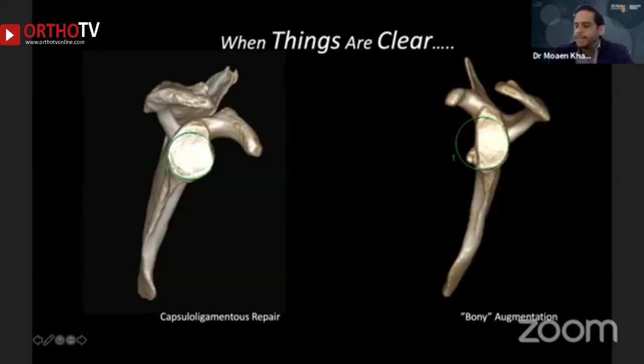Sometimes things are very clear when we're managing shoulder instability. For the image on the left, I think most surgeons would proceed with a capsule ligamentous repair or Bankart repair. And for the image on the right, I think most surgeons would proceed with some sort of bony augmentation.